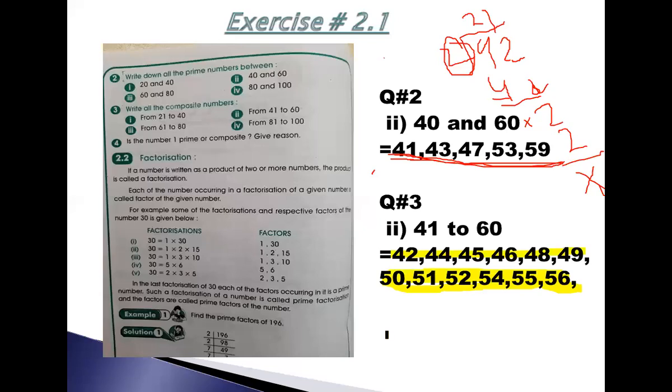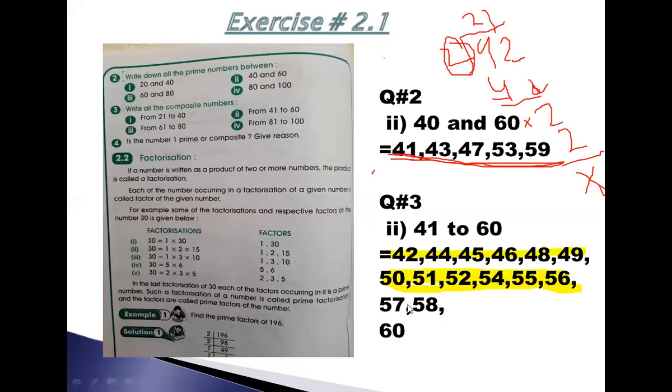Now quickly move on to the next slide. 57, 58 and 60. From 41 to 60, 57, 58 and 60. These are all the composite numbers.